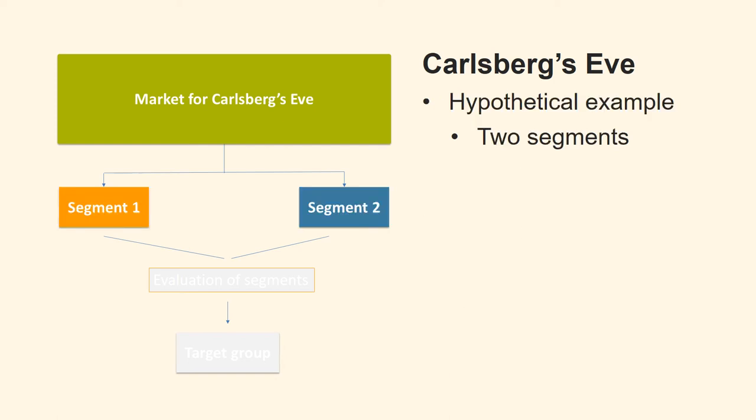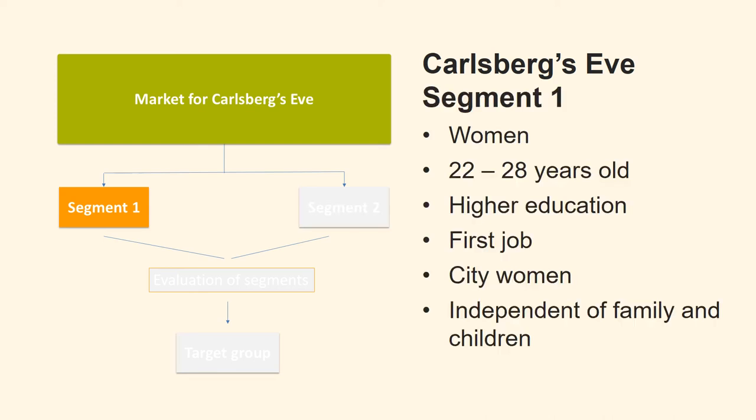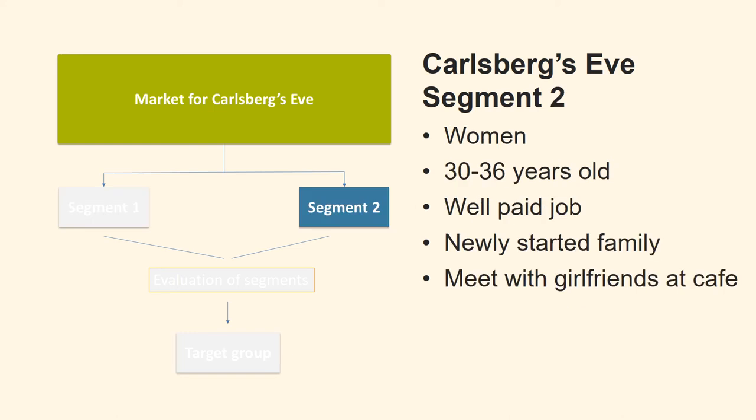In this hypothetical example, Carlsberg ends up with 2 interesting segments. The first segment is women aged 22 to 28, studying in higher education or having just started in their first job. These women are city women and independent from family life and children. The second segment is women aged 30 to 36, in a well-paid job, who have just started a family and who sometimes enjoy meeting old girlfriends out in the city at a cafe or a bar.